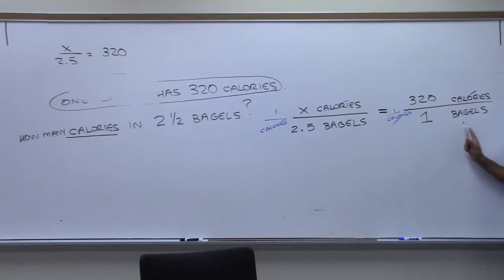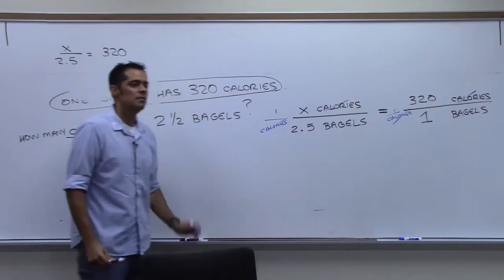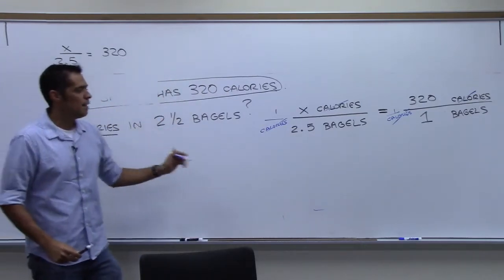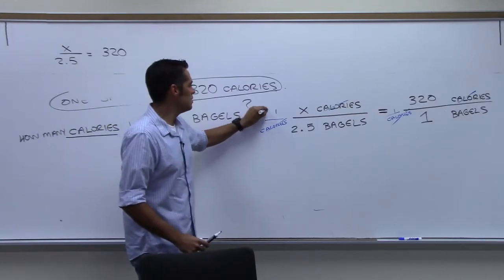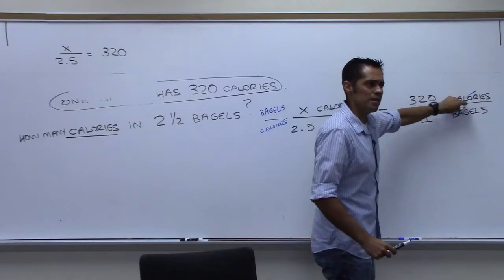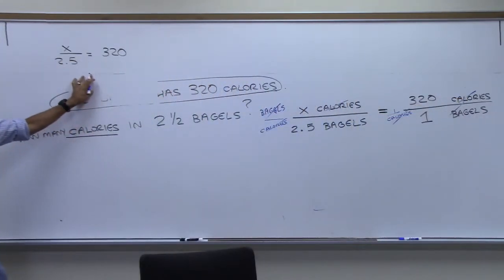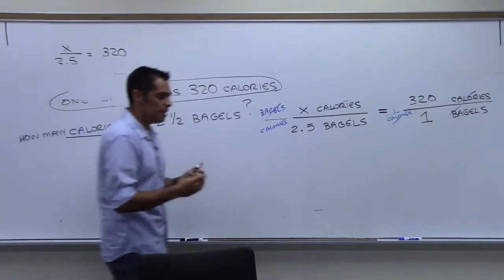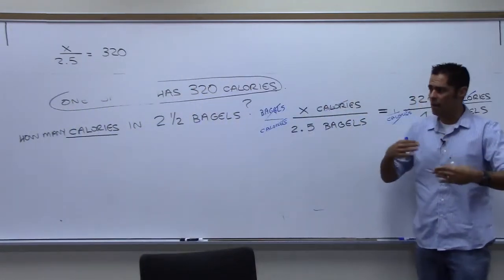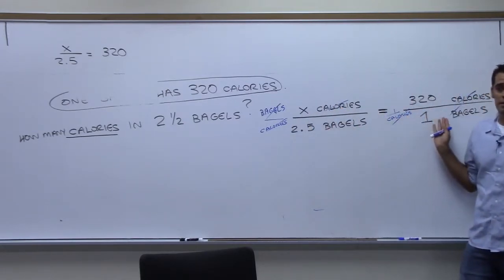And then what could I do to get rid of bagels on both sides? Multiply by bagels on both sides. So if I multiply this side by bagels, and I multiply this side by bagels, the bagels cancel out, and then you're here, right? Y'all kind of get what I'm saying here? So when you hear me say we want to cancel the units, because I'm going to say that throughout the day, this is what I'm talking about. We want the units, whatever they are, to go away.